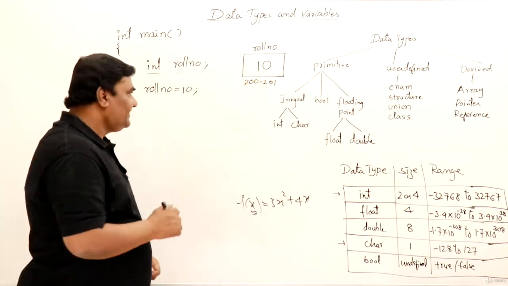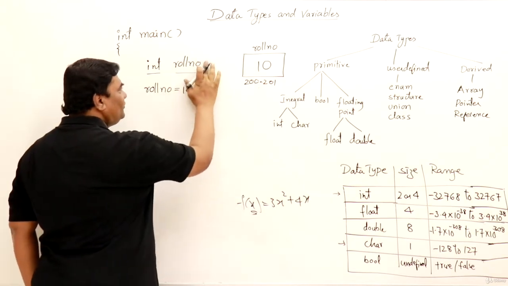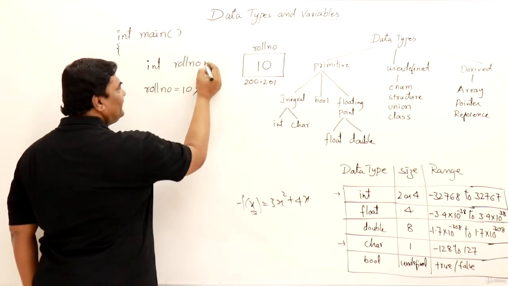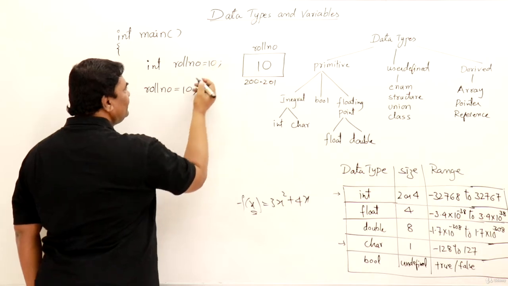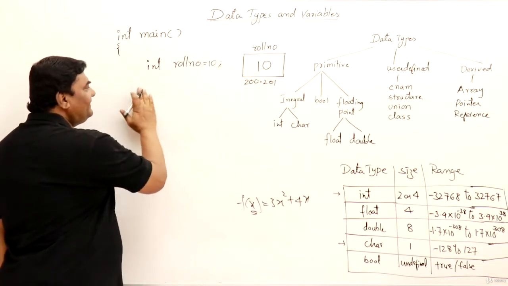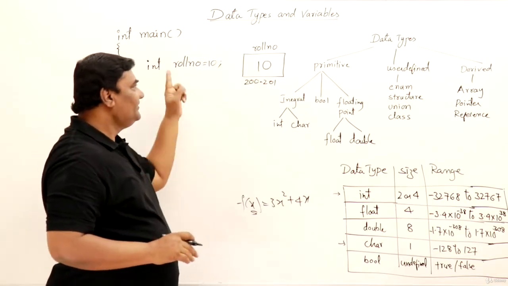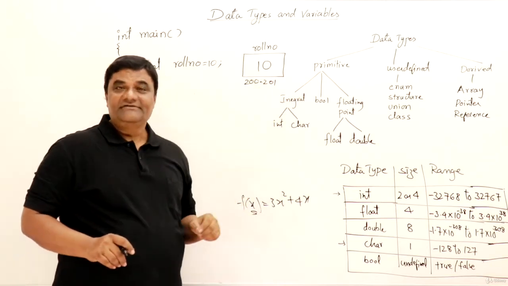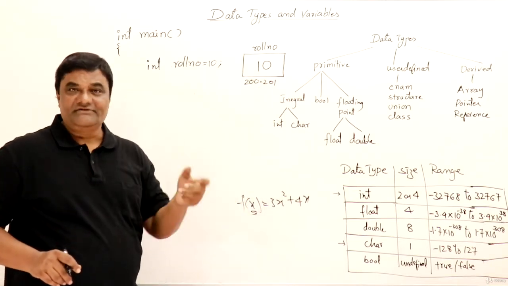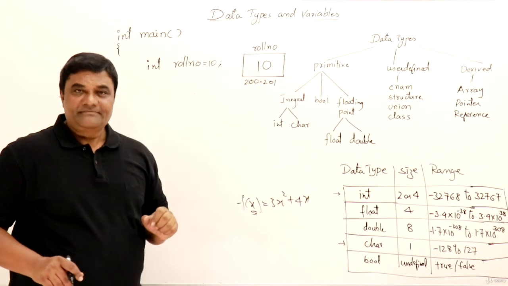Now let us learn one more thing. Is it possible to initialize at that time only? Yes, you can assign 0 or 10 here also. So this will be declared as well as initialized. The variable is declared and it will have the value 10. It will not have a chance of getting a garbage value.